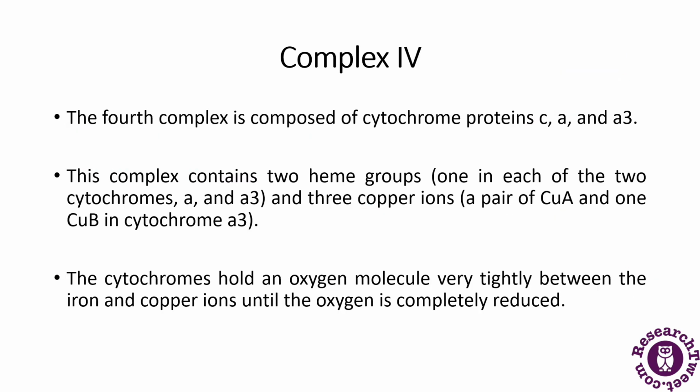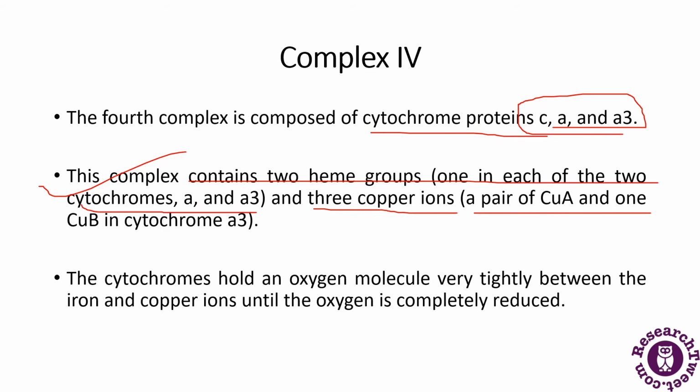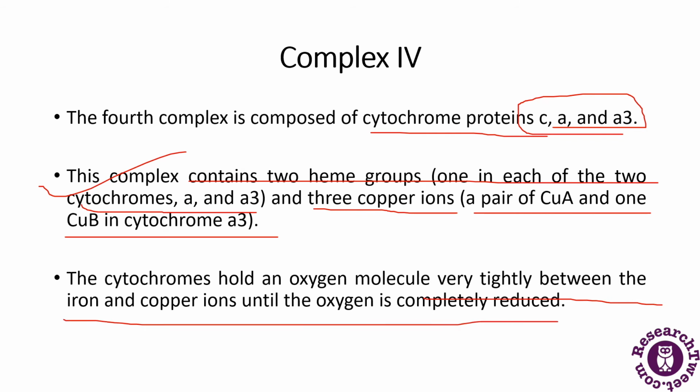Now complex 4 is composed of cytochrome proteins c, a and a3. These are all cytochrome proteins. This complex contains two heme groups, one in each of the two cytochromes a and a3, and three copper ions, a pair of CuA and one CuB in cytochrome a3. These cytochromes hold an oxygen molecule very tightly between the iron and copper ions until the oxygen is completely reduced. So this is what happens in complex 4.